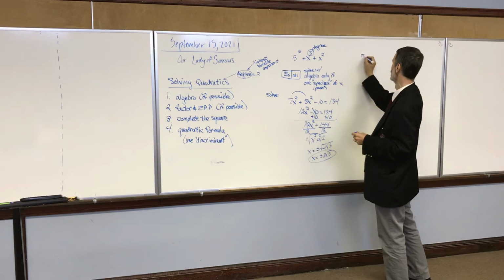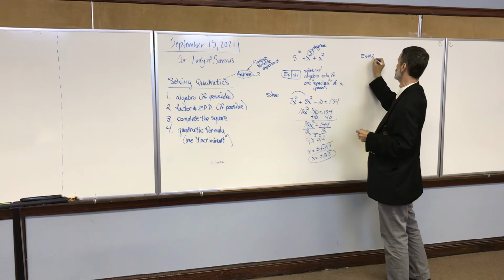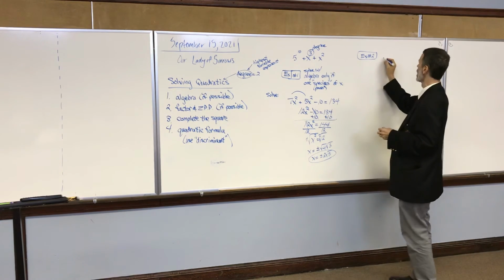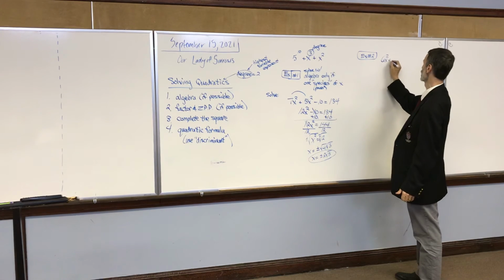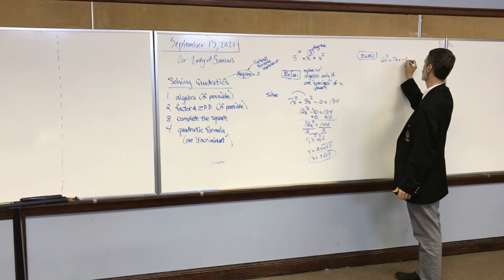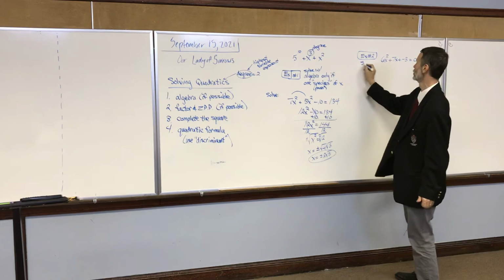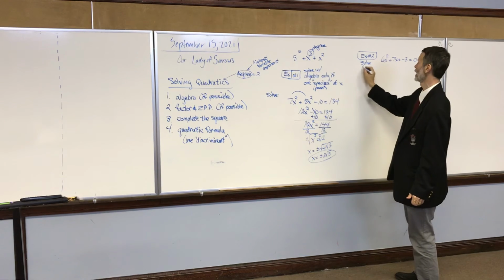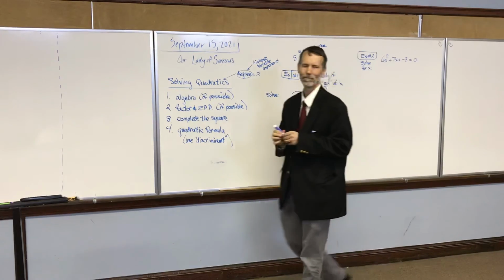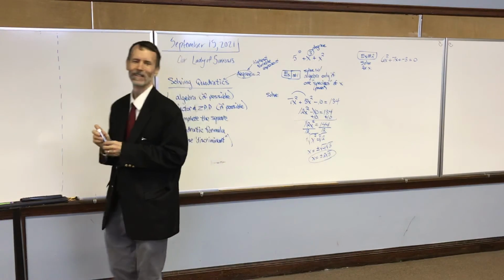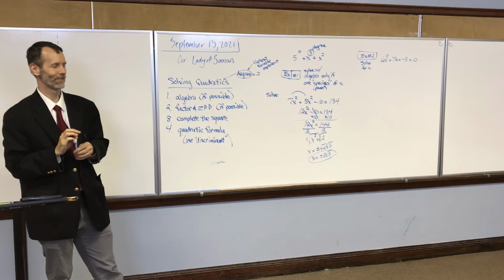Example number 2. It's been a while since we've done one of these. 6x squared plus 7x plus negative 3 equals 0. Solve for X. How? Seems rather stiff and challenging.